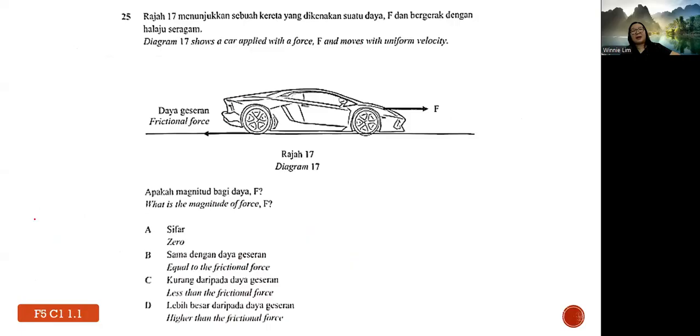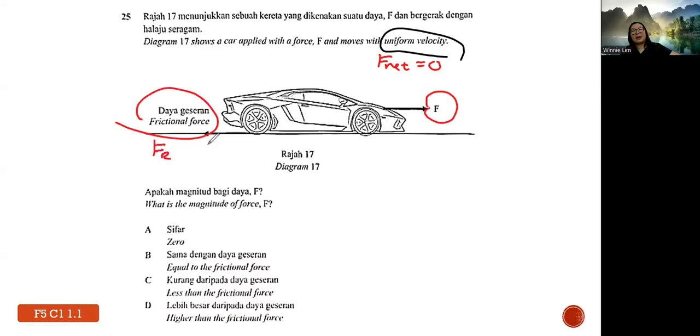25. Diagram 17 shows a car applied with force F and moving with uniform velocity. So what is the magnitude of the force? For information, when an object moves at constant velocity, uniform velocity, the resultant force is supposed to be 0. F net is 0, net refers to resultant. So how do we get resultant force 0? The force applied and the frictional force must have the same magnitude but opposite direction.